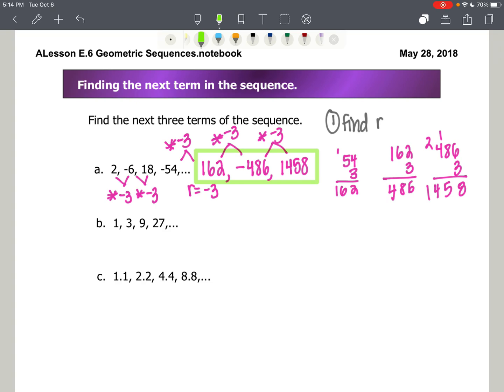Okay, now you try the next two. Let's see what you can do trying the next two. Press pause and then come back and we'll check our answers together.